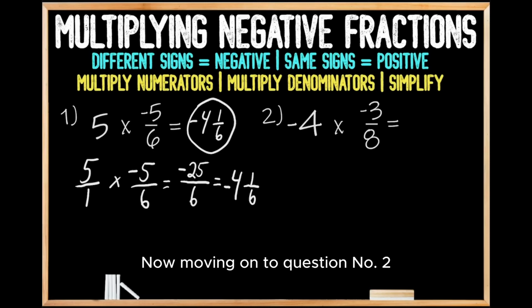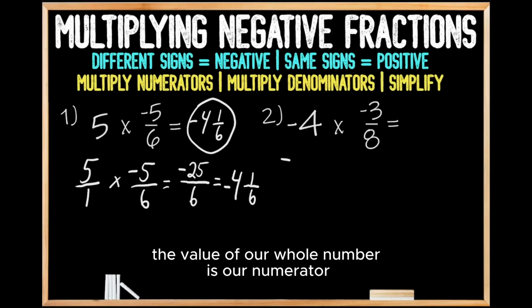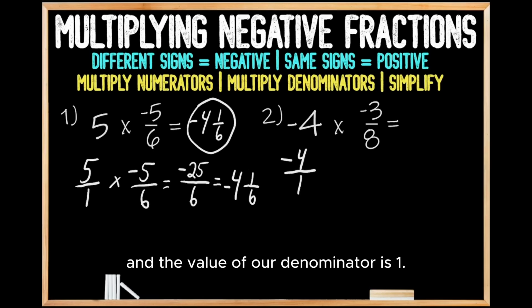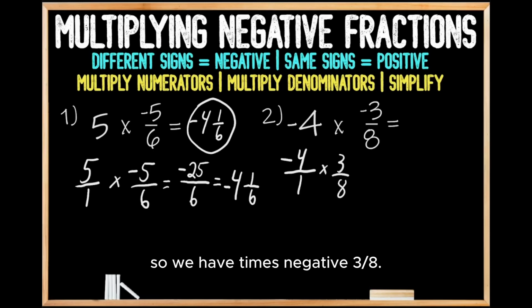Now moving on to question number 2, where this time we're being asked to multiply negative 4 times negative 3/8. And remembering our first step, we need to multiply our numerators. But before we can do that, we need to rewrite our whole number as a fraction. So we're going to write a fraction where the value of our whole number is our numerator and the value of our denominator is 1. So now we're going to rewrite the rest of this multiplication problem, so we have times negative 3/8.